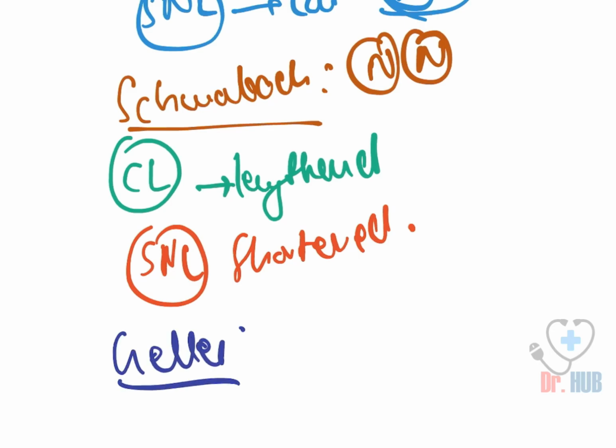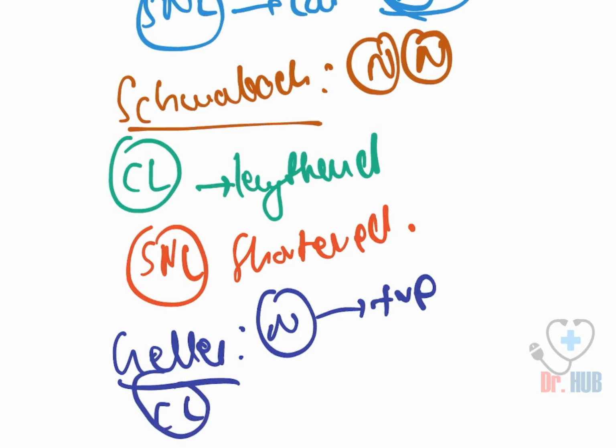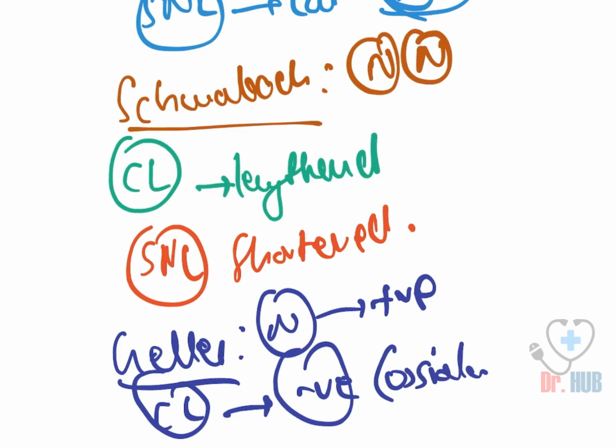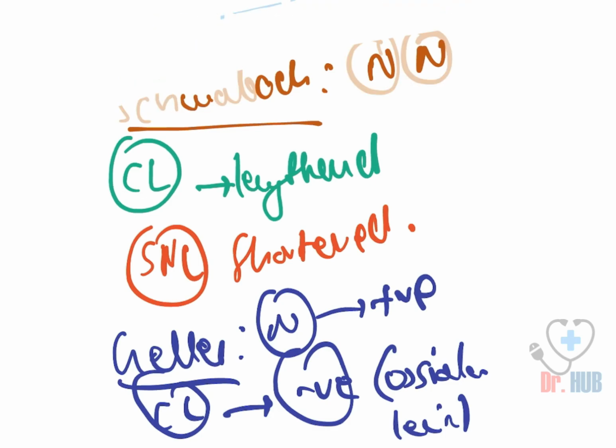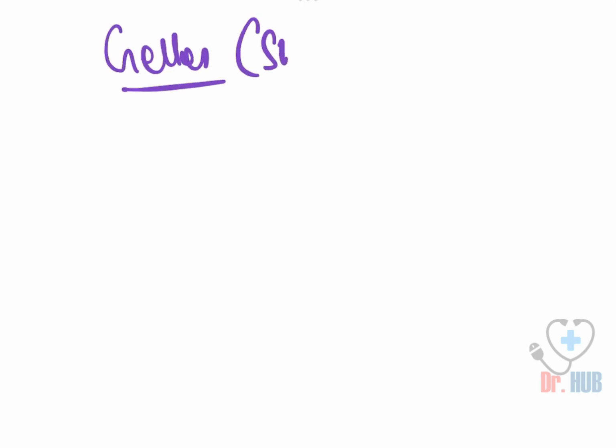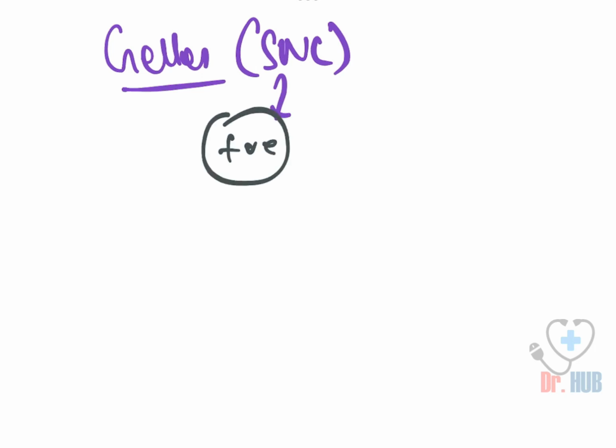Lastly, the question we asked was, what are the findings in the Gelli's test? In the normal ear, it is positive. In case of the conductive loss, it is negative, as well as in ossicular lesions. In case of the sensory neural loss, the Gelli's test is positive.